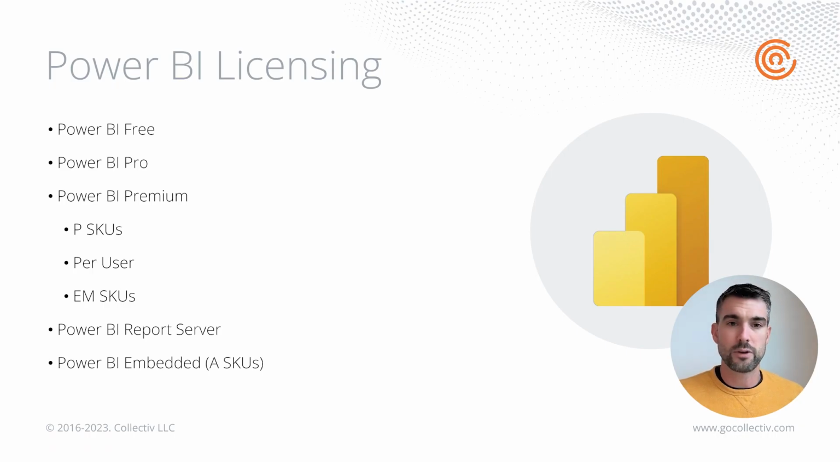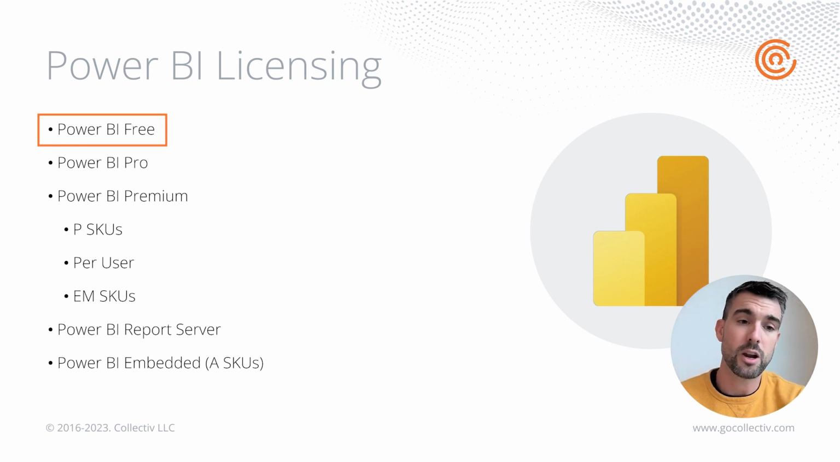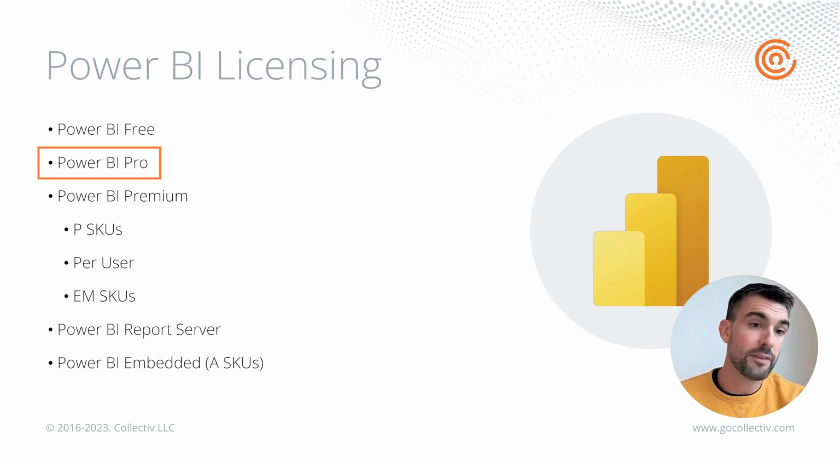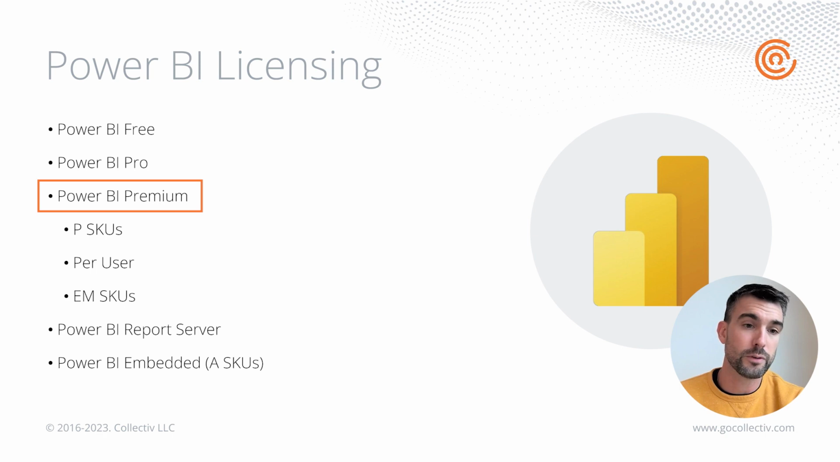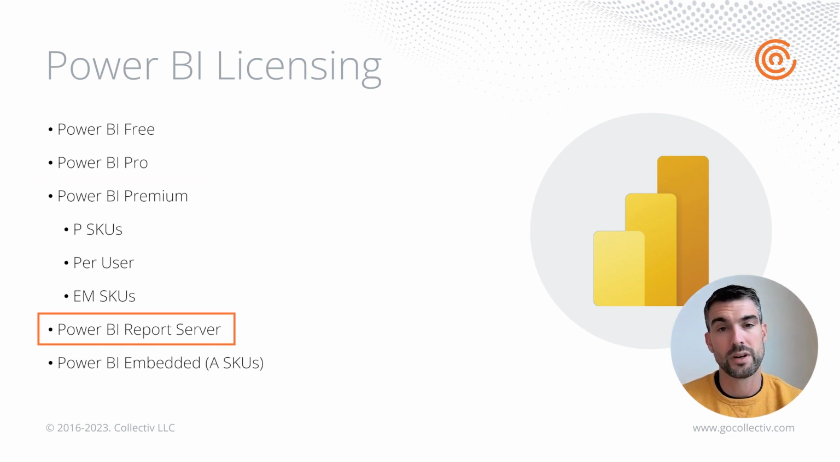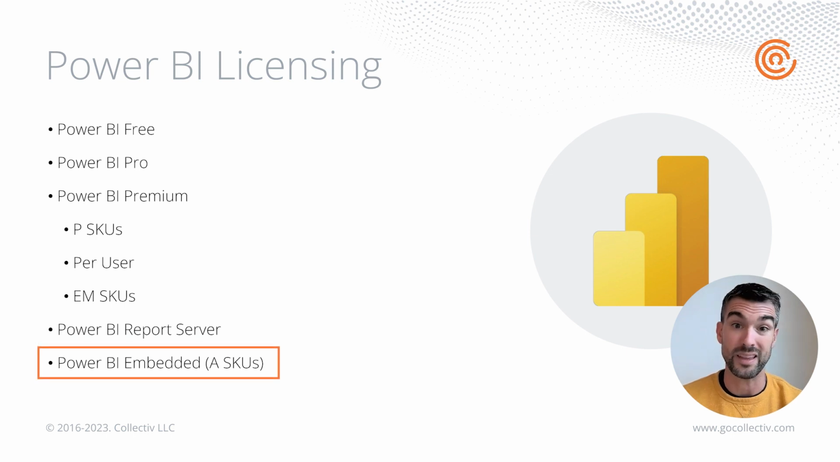All right, so let's dive right in here. Today we're going to be talking about all the different forms of Power BI licensing. We're going to start off with Power BI Free, Power BI Pro. We're then going to dive into Power BI Premium, and that's going to focus on the P SKUs, the per user, and the EM SKUs. Right after that, we're going to talk about Power BI Report Server, and then we're going to end our presentation today on Power BI Embedded. And that's what we call the A SKUs. So to start off with, I'm going to speak about Power BI Free.